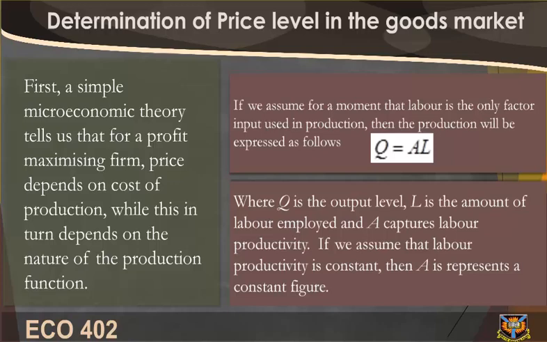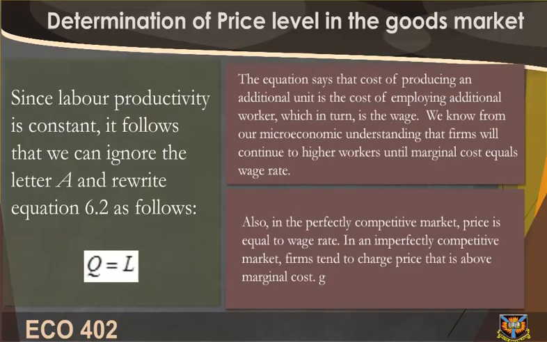If we assume for a moment that labor is the only factor input used in production, then the production will be expressed as follows, where Q is the output level, L is the amount of labor employed, and A captures labor productivity. If we assume that labor productivity is constant, then A is represented by a constant figure. Since labor productivity is constant, it follows that we can ignore the letter A and rewrite equation 6.2 as follows.